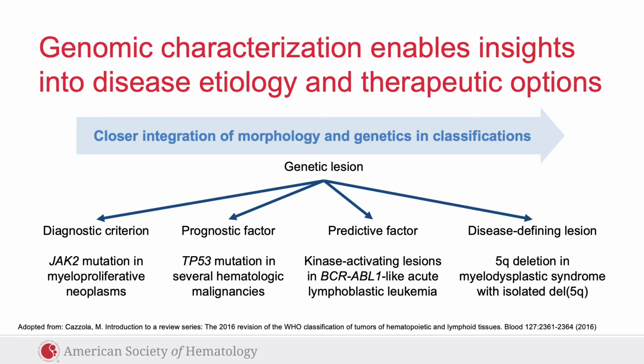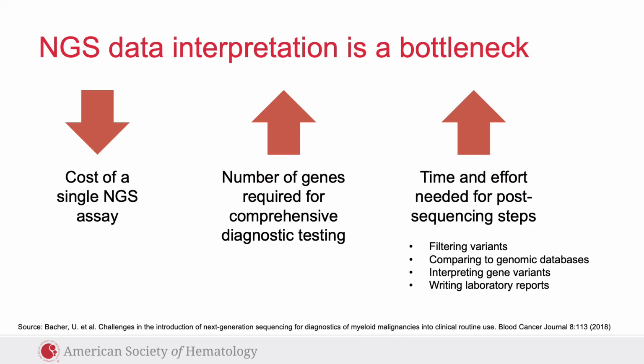All this work in genomic characterization has enabled insights into disease etiology and therapeutic options, and this is reflected in the evolving classification of hematologic malignancies. We see increasing integration of traditional morphologic findings with the genetic data. Even though the costs of a single NGS assay have been decreasing, the number of genes required for comprehensive diagnostic testing continue to grow. As a result, the time and effort needed for post-sequencing steps, such as variant annotation, interpretation, and reporting, have increased substantially.